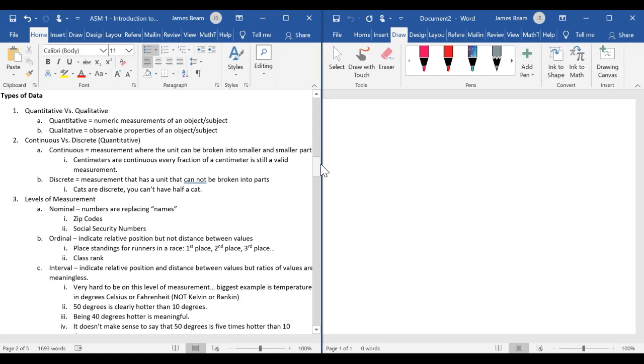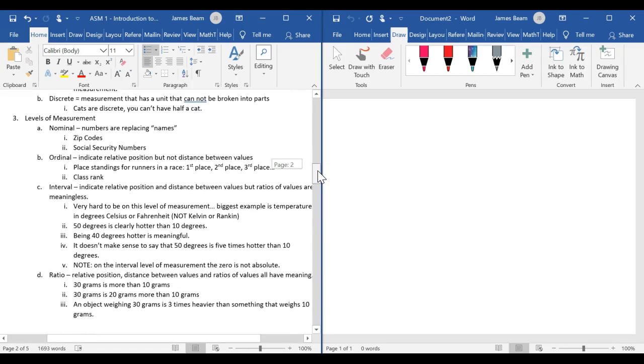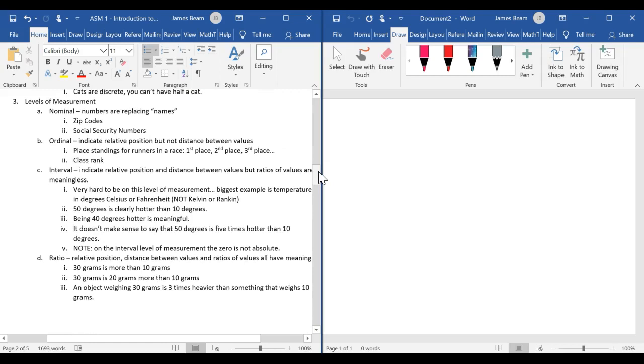This is a place where kids get majorly messed up, and this is this whole levels of measurement thing. Statistics uses 4 levels of measurement. I like to say that we use 3.5. The one that's like a half level is the interval level, because it almost never occurs, but it does matter for things like degrees Celsius and degrees Fahrenheit, because it's different from other things.